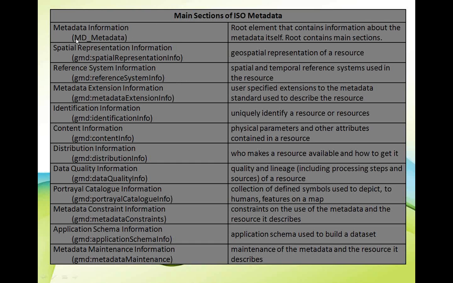Again, these are the main sections of ISO. You'd have MD or MI metadata. That has the elements about the metadata itself. And then it also contains these other main sections. MD metadata contains the information about all of that, and then it also contains these main sections here that we just went over: the spatial representation info, reference system, metadata extension, identification, content, distribution, data quality, portrayal catalog, metadata constraint information, application schema info, and metadata maintenance information.